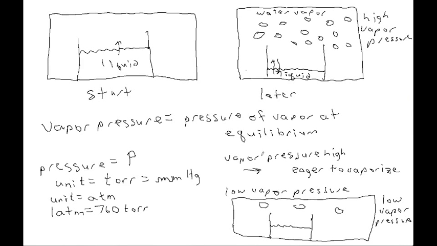So vapor pressure is a measure of how eager the liquid is to vaporize before it reaches equilibrium. When the vapor pressure is high, that means we're expecting to end up with lots of vapor molecules, so it must be eager to vaporize.